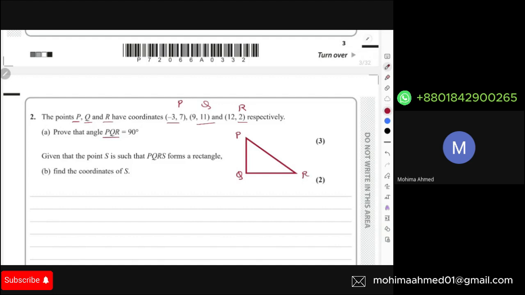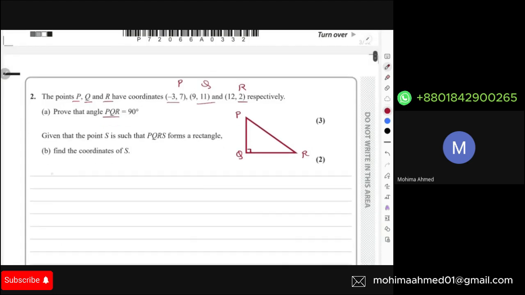PQR, they are saying that this angle is 90 degrees. If this angle is 90 degrees, that means the gradient of PQ and the gradient of RQ, their product is going to be -1. So I just have to find out the gradient of PQ first. Gradient PQ, we have 11 minus 7 and then 9 plus 3, which is 1 by 3.